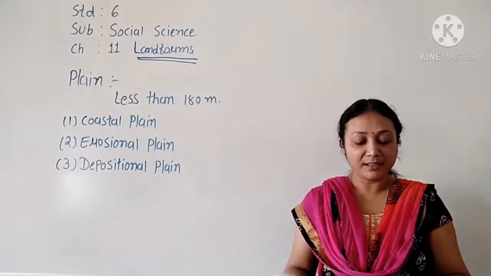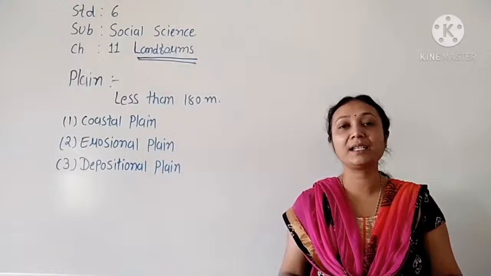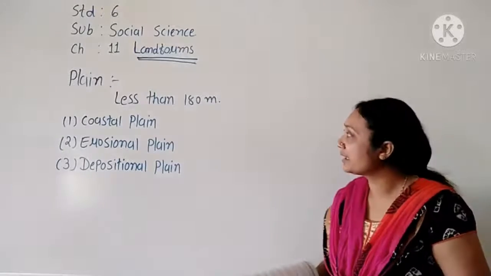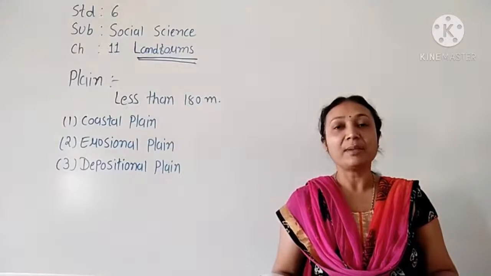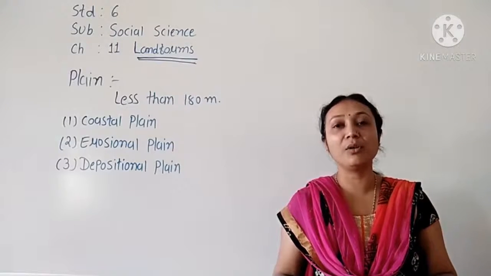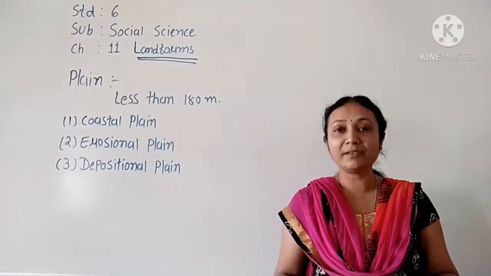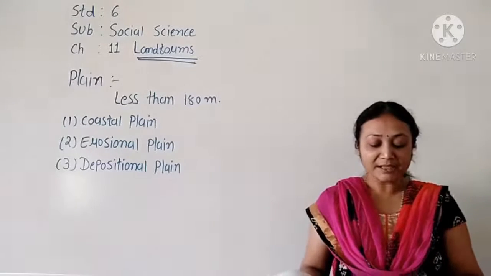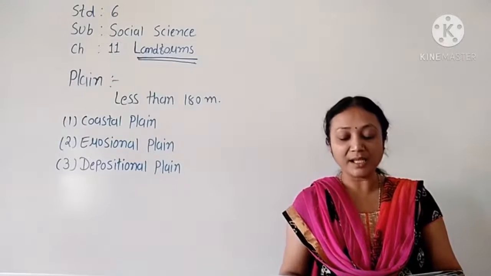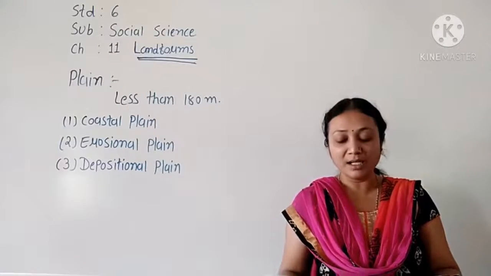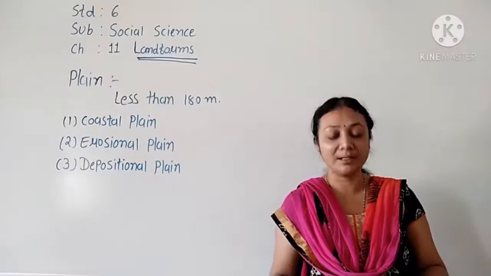So level land or flat land whose height is less than 180 meters is known as plains. The alluvial soil deposited by the river is fertile, and most of the plains are formed by volcanoes, wind and glaciers. Glacier means a slowly moving mass of ice, means himnadi.